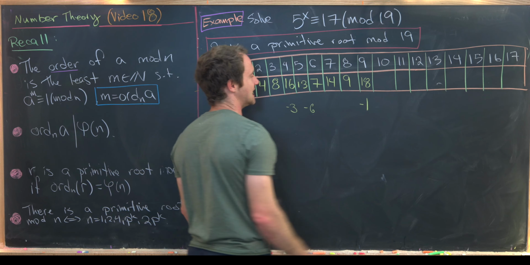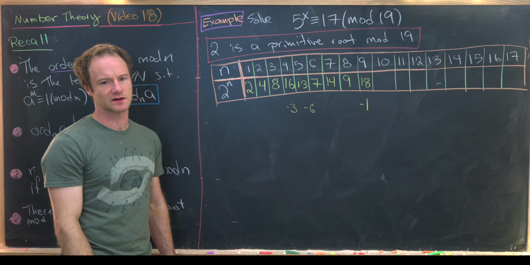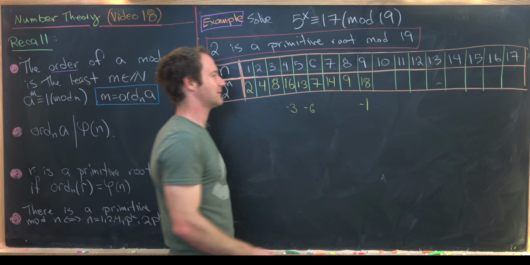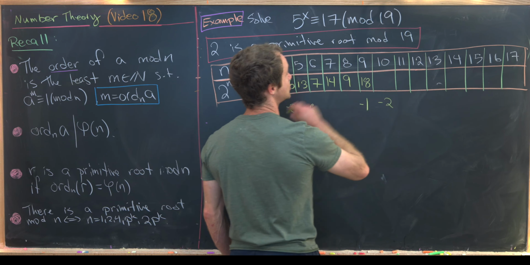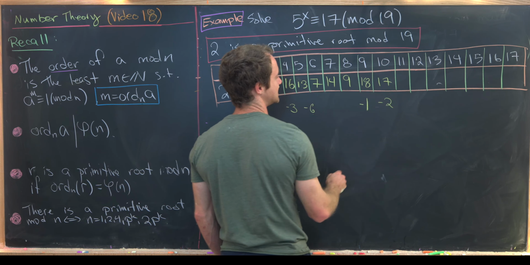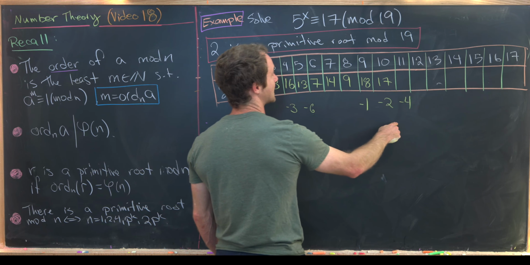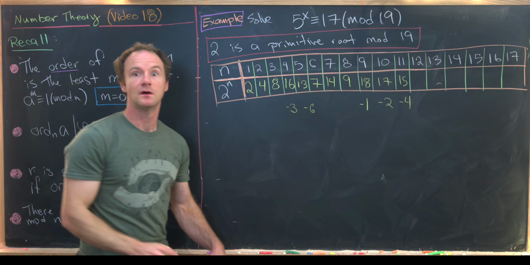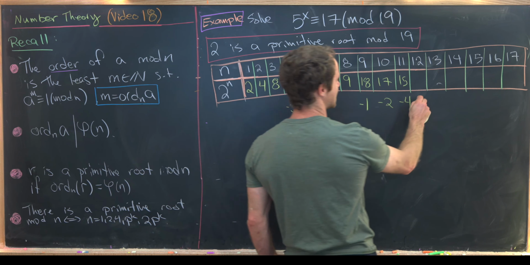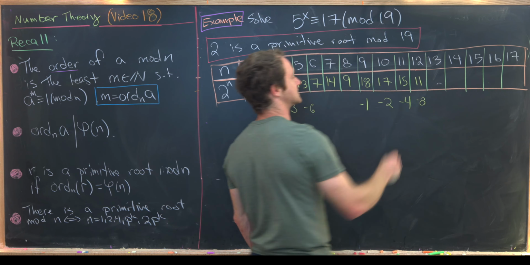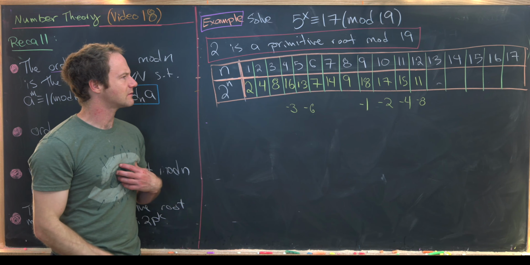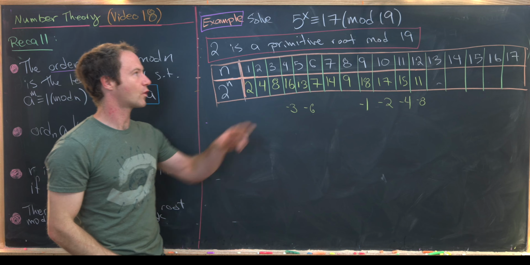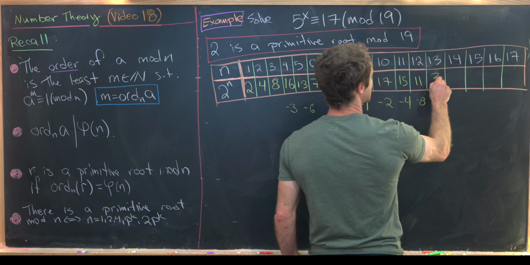Notice 18 is negative 1, which will be helpful for the next couple steps. Multiply that by 2, we'll get negative 2, but negative 2 is 17. Multiply that, we'll get negative 4, but negative 4 is 15. Multiply that by 2, we'll get negative 8, but negative 8 is 11. Now we can multiply 11 by 2, we'll get 22, which is 3.